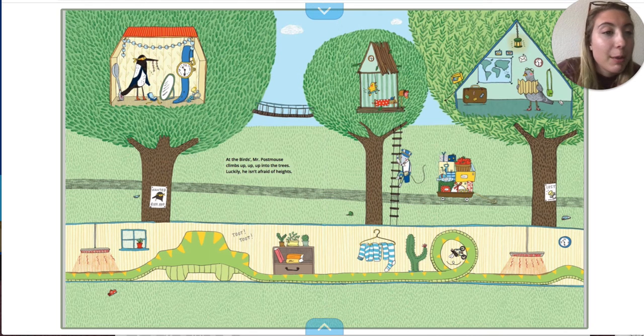If I skip up to here, and let's say there were no pictures and I just had to read it, it says, at the birds, Mr. Postmouse climbs up, up, up into the trees. Luckily, he isn't afraid of heights. So we also know the setting where this story takes place. There are trees there and he's climbing up the trees. Just by reading, if there weren't any pictures, we could imagine this scene in our head, but this has pictures so we can also see it as well.